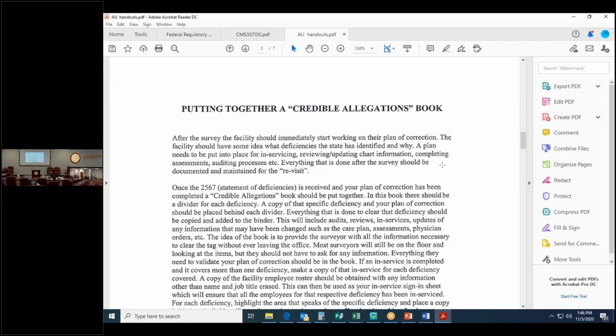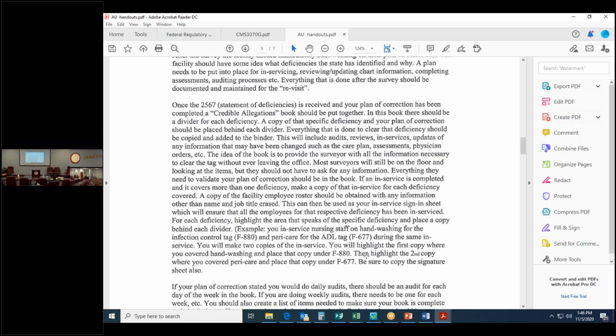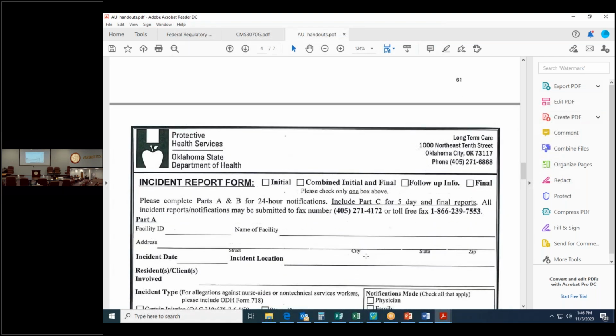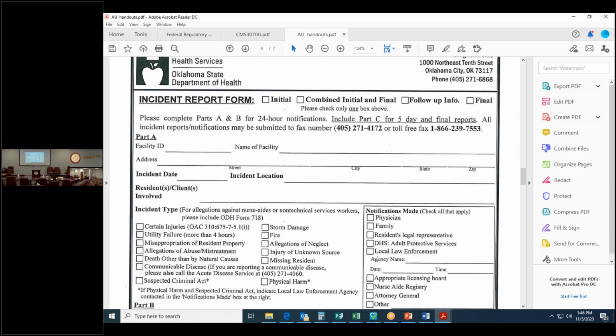And this is just putting a credible allegation book together, so you can read this on your own. It's in your paperwork that Z sent you. Now, this is the incident report. Some of you may be familiar with this. Others may not have seen it before.